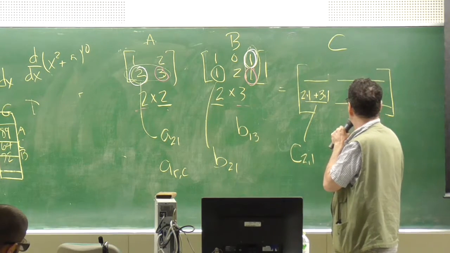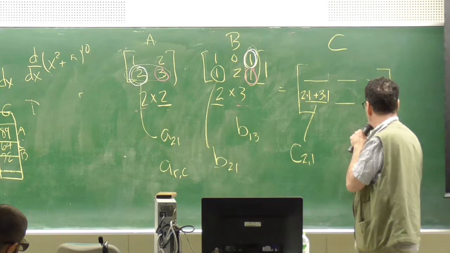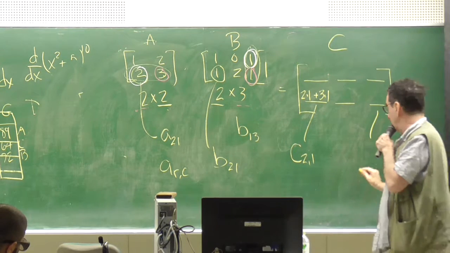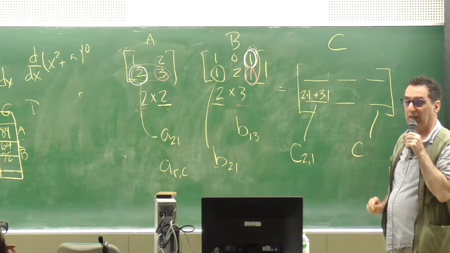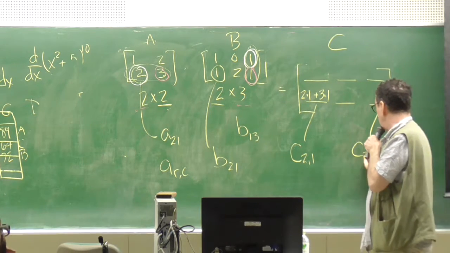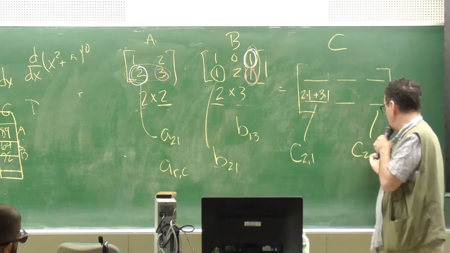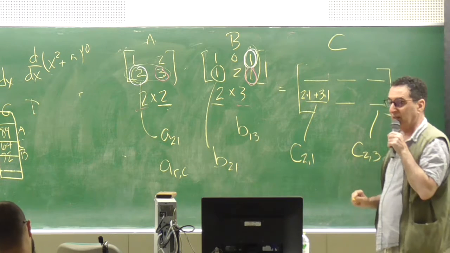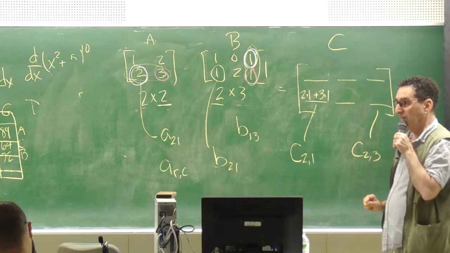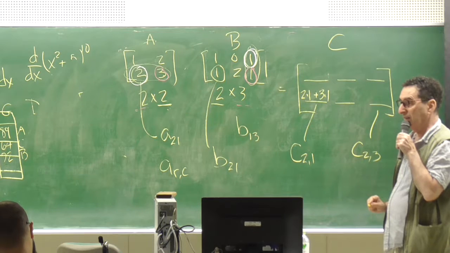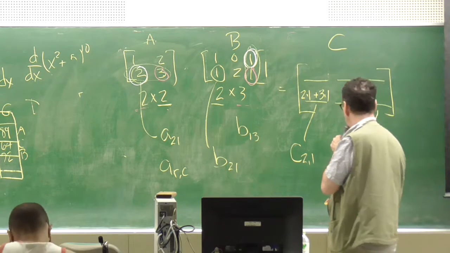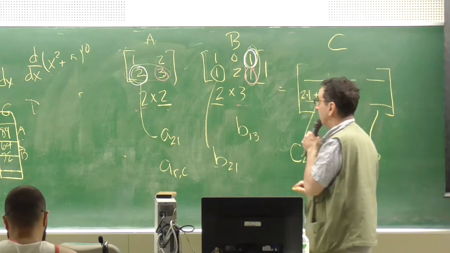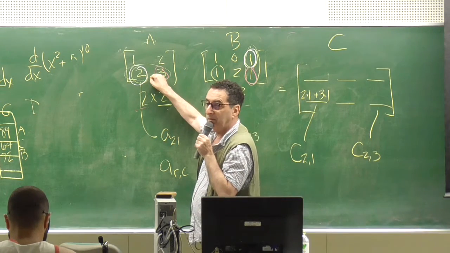How about this element here? First of all, what should I call this element? What row is it in? 2. What column is it in? 3. So we label this C2,3. Row, column. Right? Okay, how are we going to get it? So we're going to take the second column.